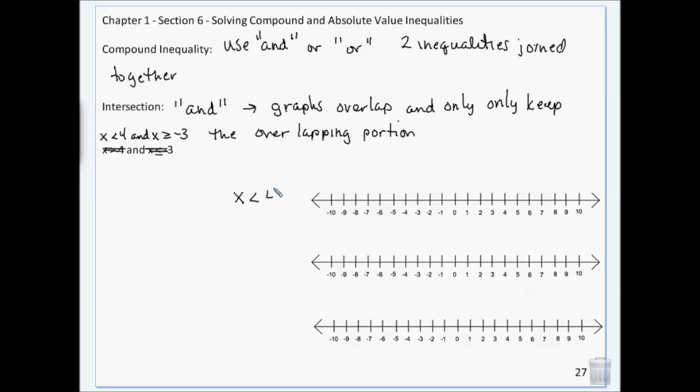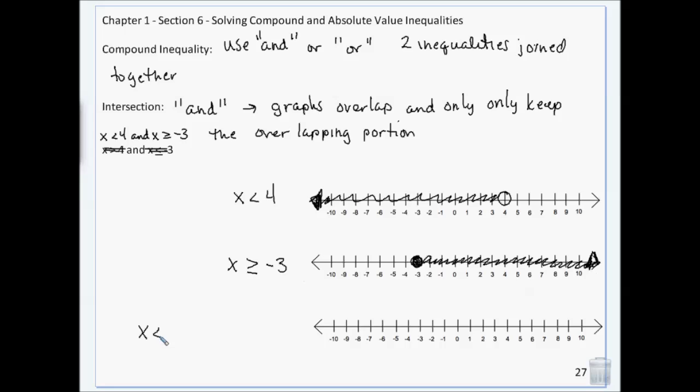So if I graph x is less than 4, just that part, I have an open circle on 4, and I'm graphing this part right here. And if I'm just graphing x is greater than or equal to -3, I have a closed circle on -3, and that would be all of this, the greater than part.